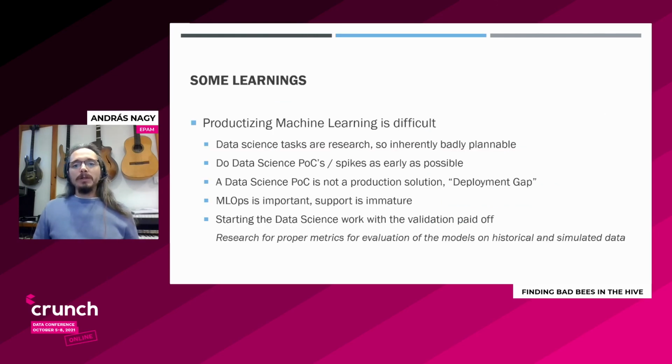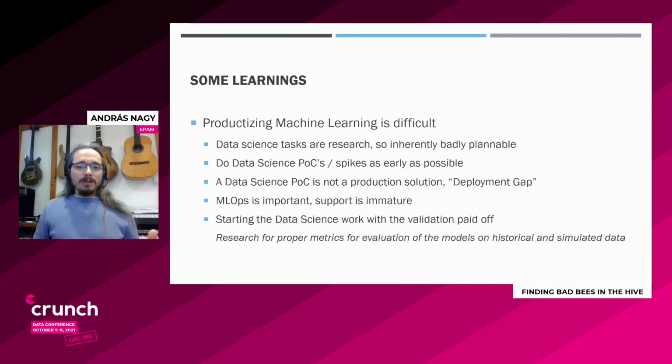Now let's summarize what we learned from this work. So I think the biggest learning is that productizing or productionizing a machine learning solution is difficult. Why is it? So first, data science tasks are mostly research. So they are inherently badly plannable. In the end, the outcome is either that it worked out or that it didn't. If it didn't, you need to look for a new approach. You actually don't know how many times you have to repeat. That's the research part. You don't know when it will end.